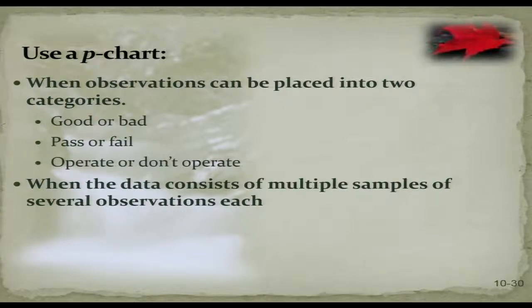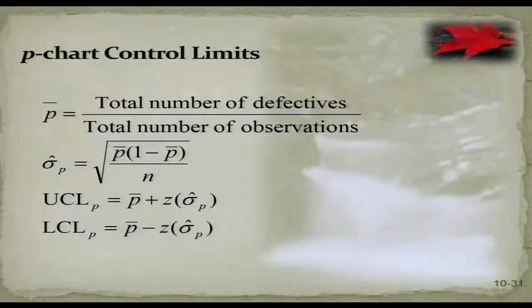Operates or doesn't operate. So if you want to measure the performance of things by these two categories, then a percentage chart is perfect for this situation. Right? So how do you calculate or build the P chart? First we have to compute the percentage P bar, which is the total number of defectives divided by the total number of observations.